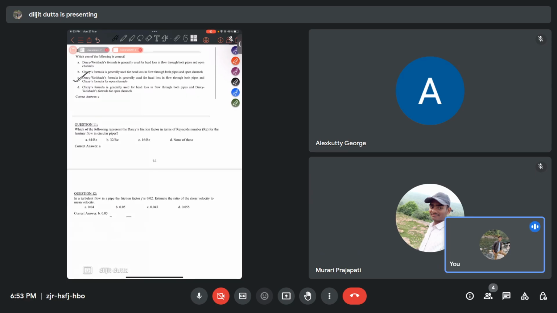Which of the following represents Darcy's friction factor in terms of Reynolds number for laminar flow? This also we have seen through the derivation, that f is equal to 64 by Re. For turbulent flow, it is 0.3165 by Re to the power 1 by 4.